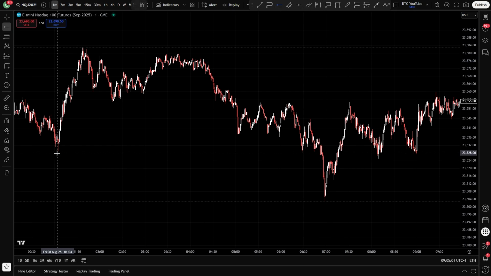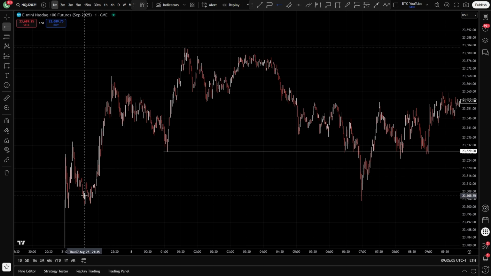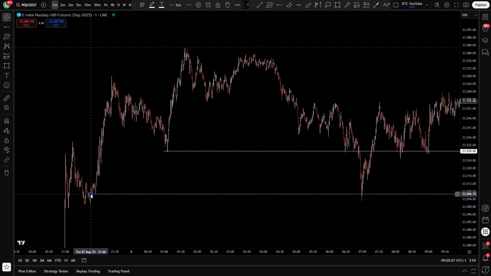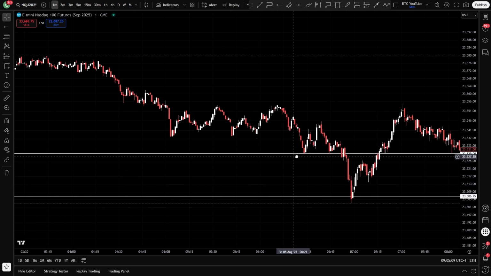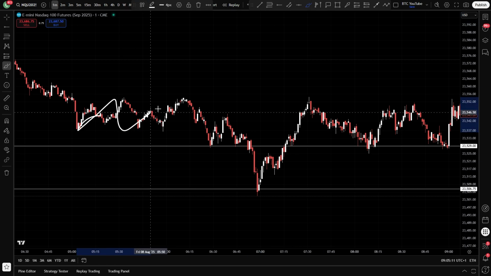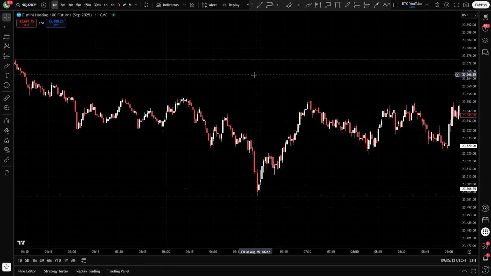Got a really obvious level of liquidity here. A really obvious area of liquidity down here. There's even a nice little swing low here that you could come and target. You can see there's a nice little accumulation, manipulation, and then distribution back up.